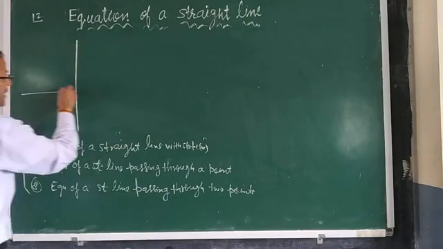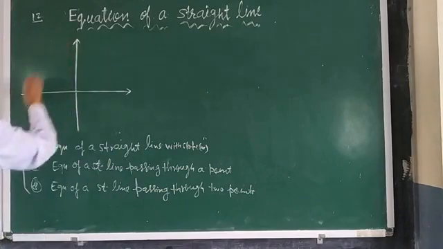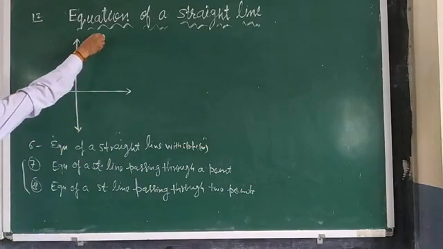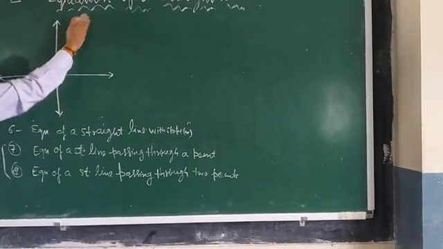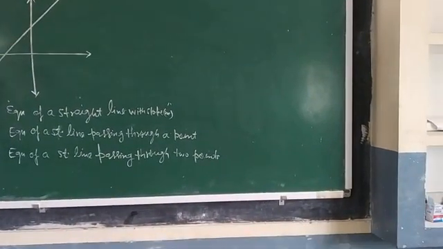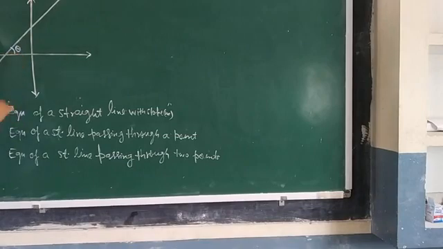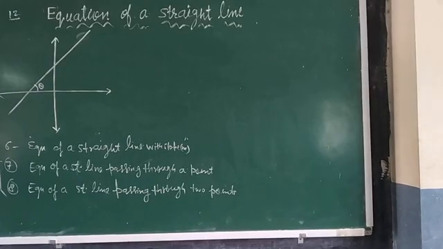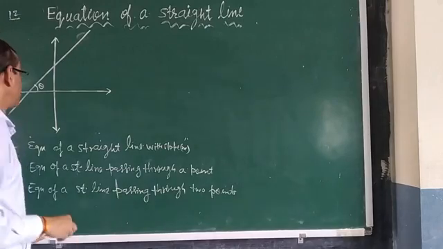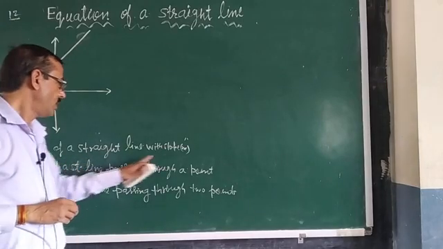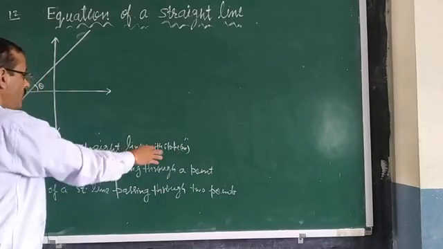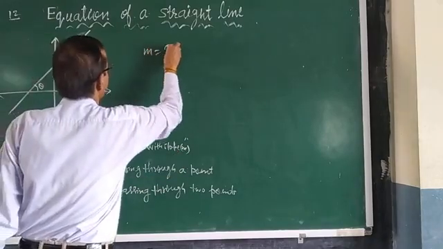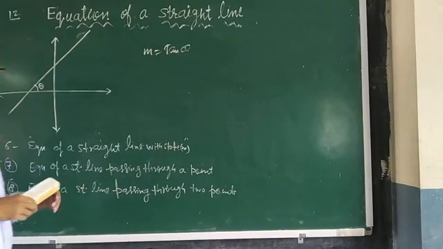These are the axes. This is a line which is inclined at theta degrees with the x-axis. So we have to find the equation of a straight line with slope m. See, slope m, how can you find the m? m is equal to tan theta. m is equal to tan theta.